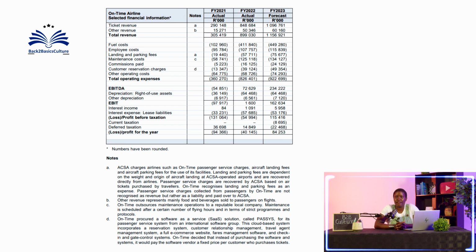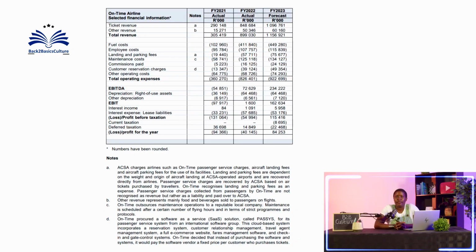Maintenance is scheduled after a certain number of flying hours and in terms of strict programs and protocols. Why are there strict programs and protocols? Because it is a regulatory requirement. Now we need to remember what we looked at when we were reading the previous pages.